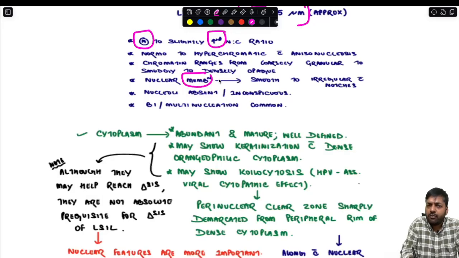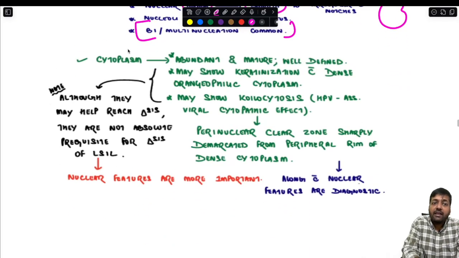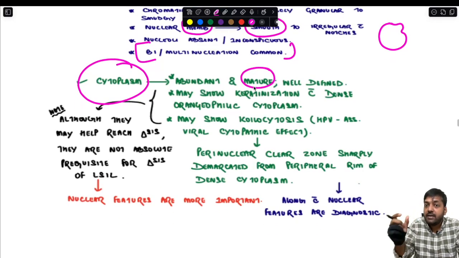Nuclear membrane, for most cases they are smooth, but at certain areas you can have certain notches like this, as I had shown you. Nucleoli is absent or inconspicuous, and bi-multinucleation is common. If you look at the changes which are present in the cytoplasm, try to understand. The cytoplasm, if you see, is abundant and mature, and the cytoplasm is well defined.